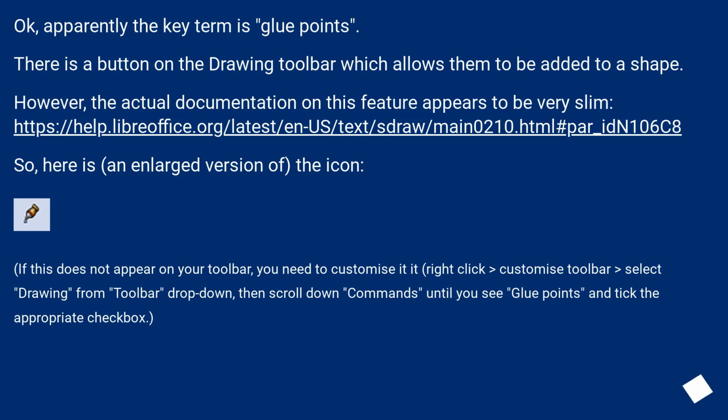If this does not appear on your toolbar, you need to customize it. Right-click in GT, Customize Toolbar in GT, select Drawing from Toolbar dropdown, then scroll down Commands until you see glue points and tick the appropriate checkbox.